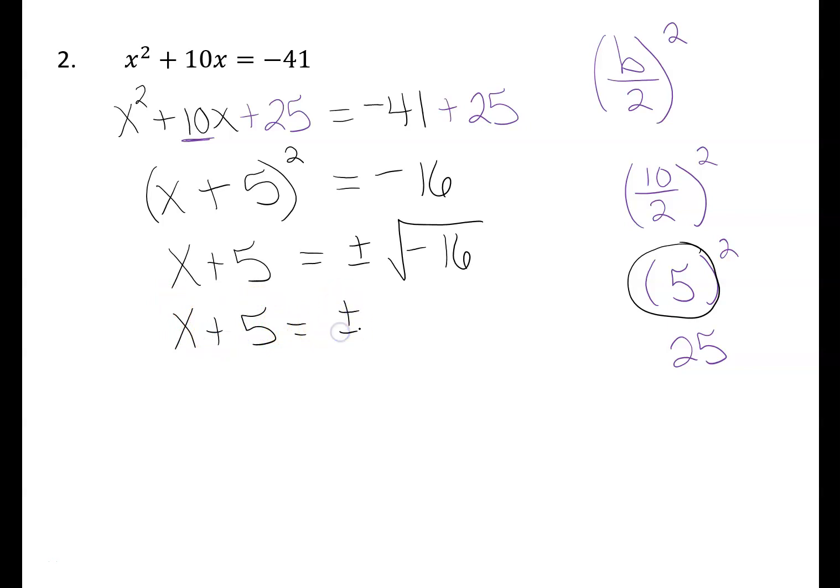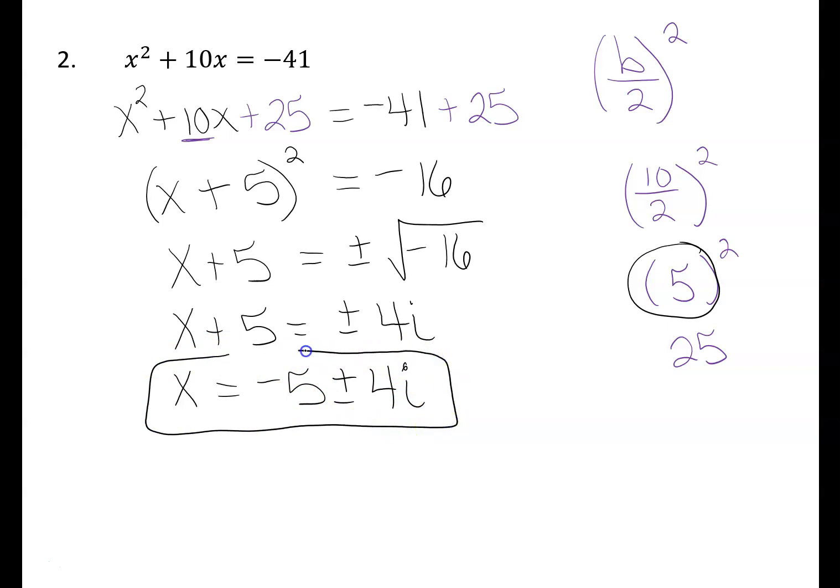So it's plus or minus. 16 is a perfect square. Negative under the radical tells us to put an i. So this becomes 4i. The radical comes off because we had a perfect square. Next step, isolate x by subtracting the 5. And then that's it, because we cannot combine an i term with a constant. We will just leave it in that form.